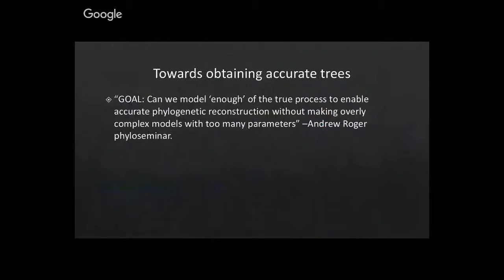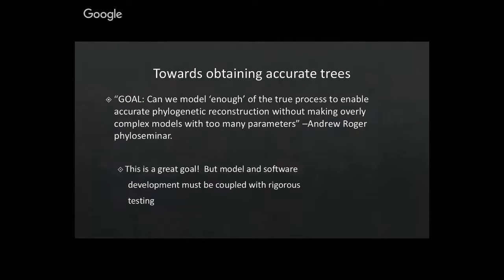So in the last talk, Andrew Roger had this quote that I pulled right from his talk, because I think it's actually a very great goal: that we develop models that take in the true process of substitution, so we can get accurate phylogenetic reconstruction without having those models be too complex. And so this really is a matter of determining whether, for example, modeling heterogeneity in a coarse manner like partitioning is going to be good enough, or do we need site-heterogeneous models?